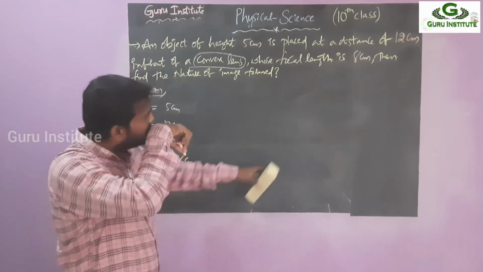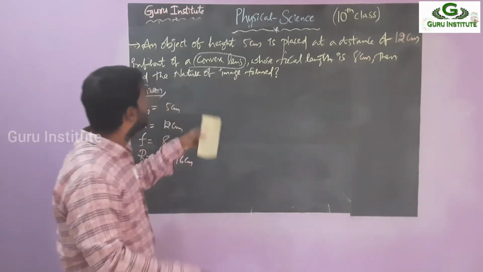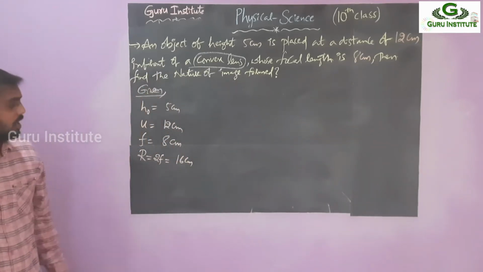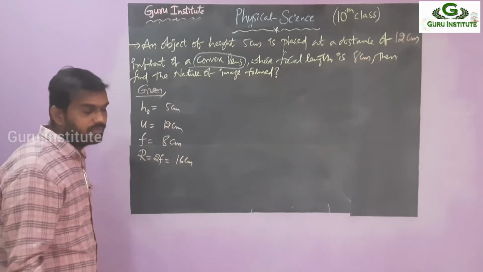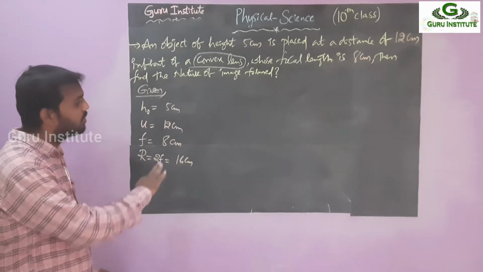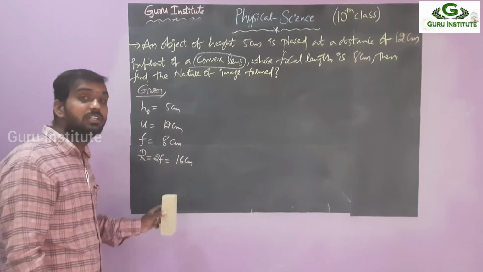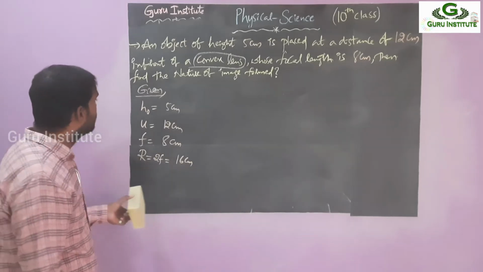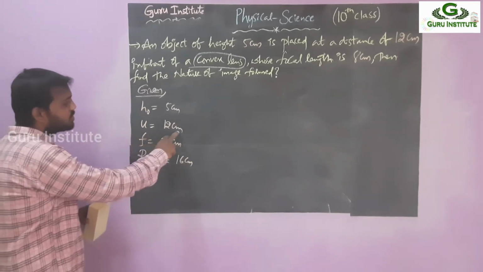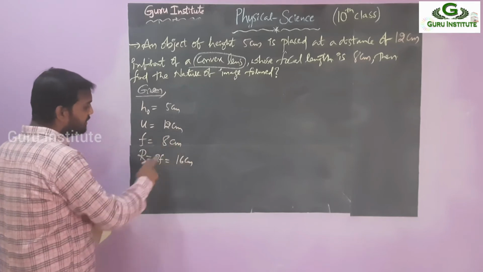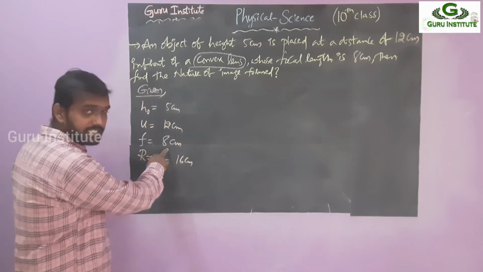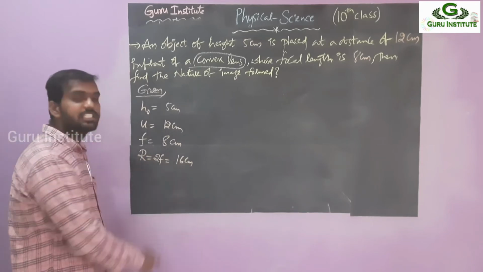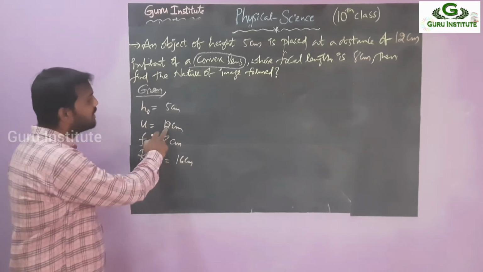Then find the nature of the image formed. First you have to find in which case the object is placed. Just draw a rough diagram. u is 12 centimeter, f is 8, R is 16. So the focus point is at 8 centimeter and the center of curvature is at 16 centimeter. Then the object is placed at 12 centimeter.